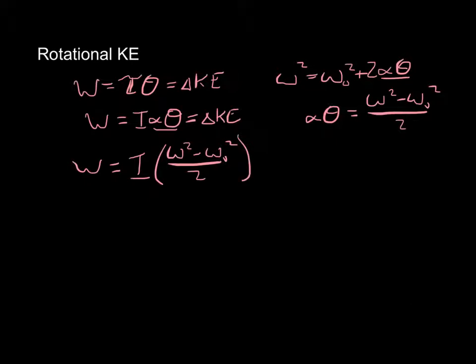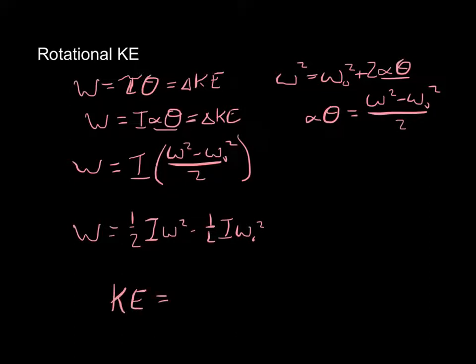And we can simplify this and write it in a form that maybe seems a little more familiar to us and say 1/2 I omega squared minus 1/2 I omega naught squared. And hopefully we see that that's pretty similar to 1/2 mv squared. Remember, moment of inertia was our rotational mass equivalent. Omega was our rotational velocity equivalent. So in some ways, this is just the 1/2 mv squared, but for rotational motion. So if work is our change in kinetic energy, our rotational kinetic energy is 1/2 I omega squared.